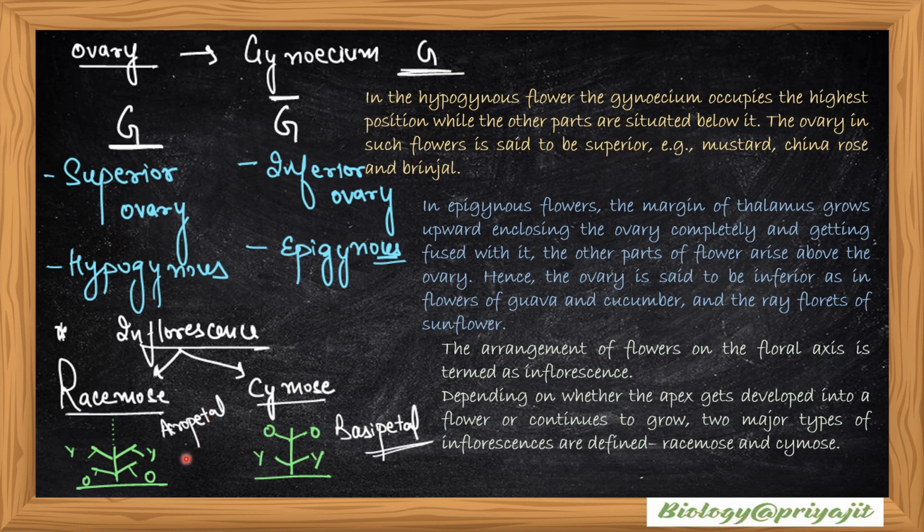In racemose inflorescence, the flowers are arranged in acropetal order. That means the younger ones are found at the top side, and the older ones are found at the bottom side. But in case of cymose inflorescence, older ones are present in the top side and the younger ones are present in the bottom side.